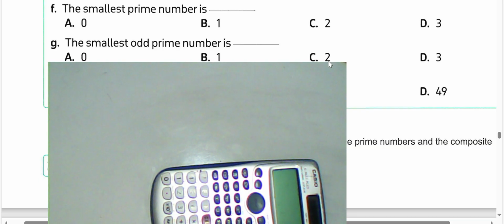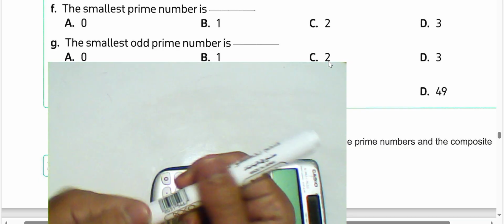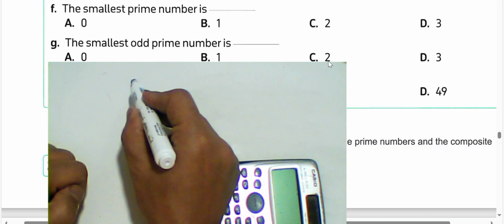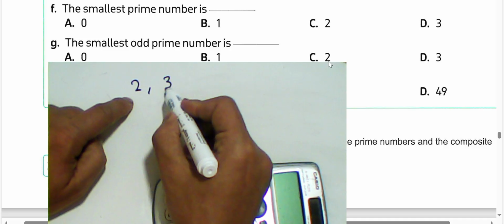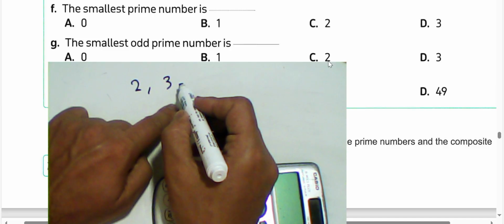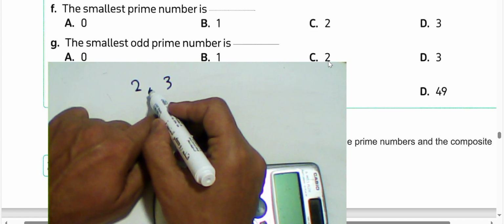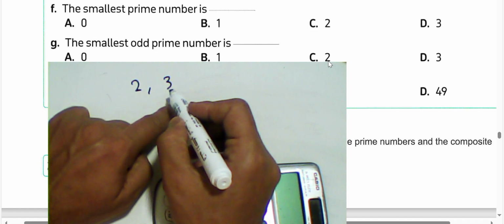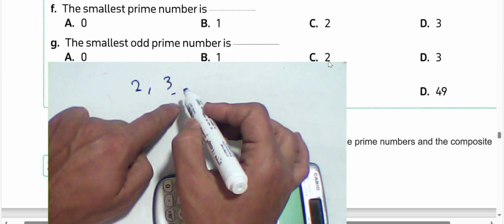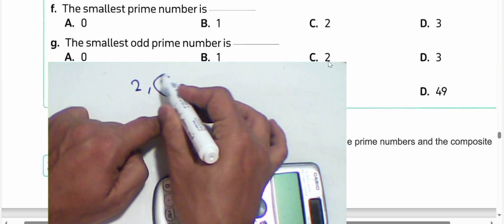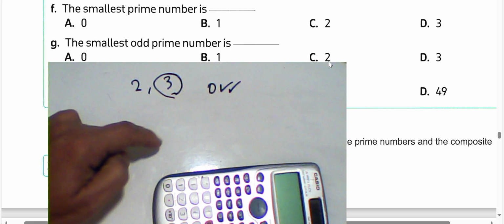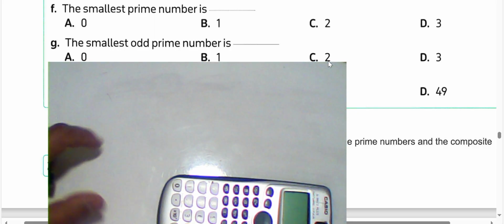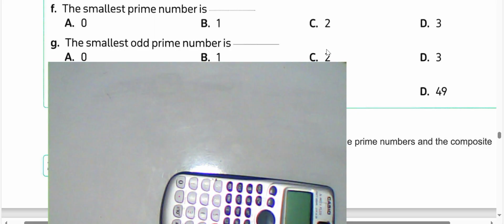The smallest odd prime number will be 3. We know among the prime numbers, 2 is the smallest, and after it the next one will be 3. 3 we call the smallest odd prime number. The smallest odd prime number is 3. Then the choice here will be letter D. 3 is the smallest odd prime number.